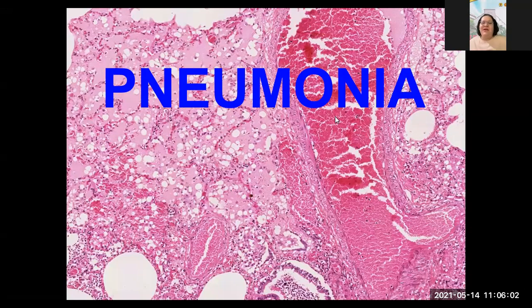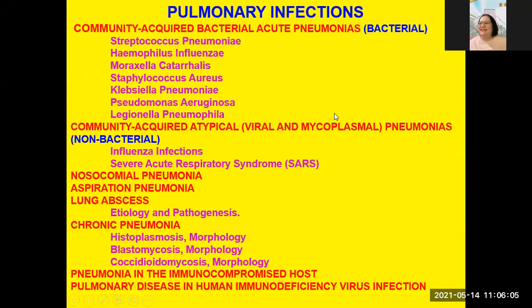Okay, so now we're going to discuss pneumonia. So there are different things that can cause pneumonia. You have community-acquired pneumonia, atypical pneumonias, nosocomial pneumonia, aspiration pneumonia, lung abscess pneumonia, chronic pneumonias, pneumonia in the immunocompromised host, and pulmonary disease in human immunodeficiency virus infection. We will also be tackling COVID pneumonia, of course, in this topic.